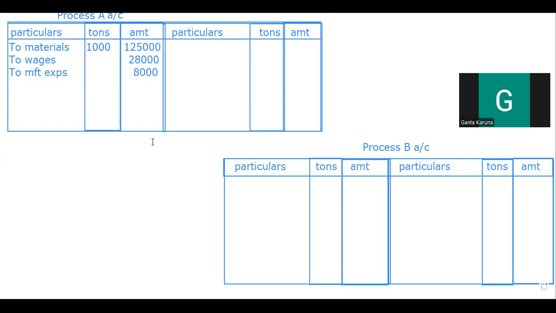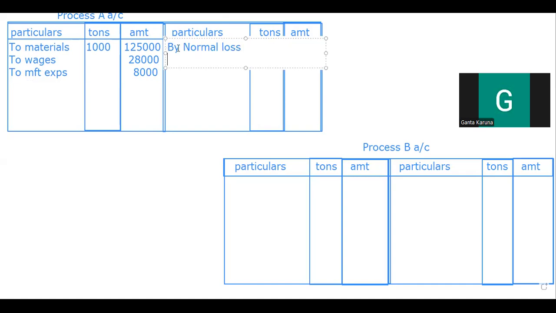Then I need to take into consideration where he said there was a loss of 5%, normal loss. A weight loss is very common in certain kinds of products. So there was a weight loss of 5%. That weight loss, we call it normal loss.